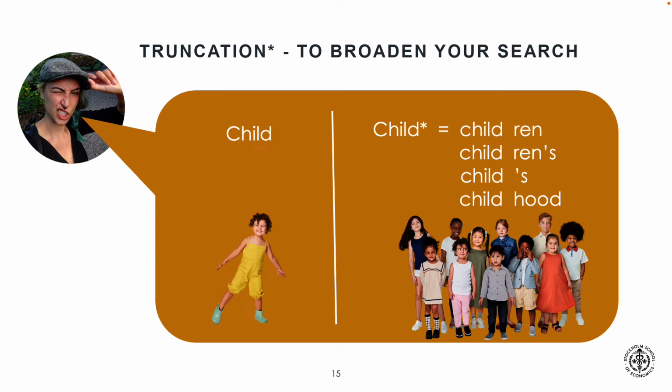Let's move on to truncation. Truncation helps you to broaden your search. This is done by adding an asterisk to the end of the root of a word. The truncation symbol indicates to the database that you want to find variations of the word stem. A query for child without truncation will result in articles containing that specific term. Do the same search with truncation, and you will have results with varying endings, but related to your search phrase, like children, children's, and childhood.